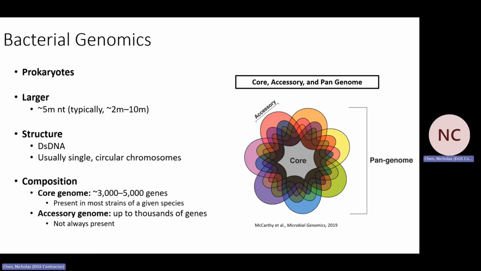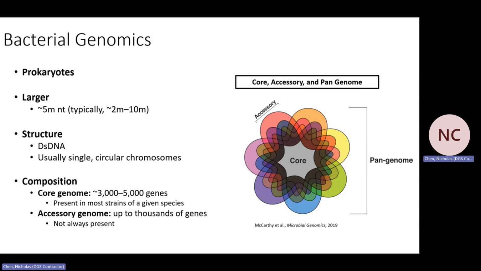Moving on to bacteria, these organisms are prokaryotic, meaning they lack a nucleus or other membrane-bound organelles. And compared to viruses, their genomes are considerably larger, on average ranging from about 2 to 10 million nucleotides. Generally, the genome is a double-stranded DNA arranged in a single circular chromosome, although there are some exceptions to this.